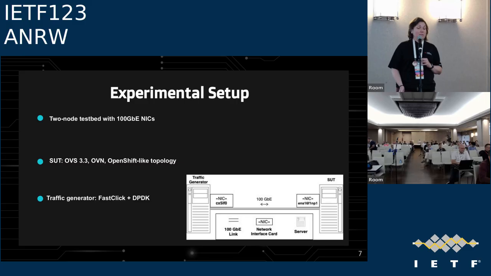The experiment setup we used here is very simplistic, so we didn't deploy a whole OpenShift cluster. We just deployed OVS 3.3, with OVN on top. This is our system under test, 2 NICs, 100 gig each, and we had a traffic generator on the other side, for which we used some of the research that Marco did before with FastClick and DPDK to be able to send traffic at line rate to our OVS.